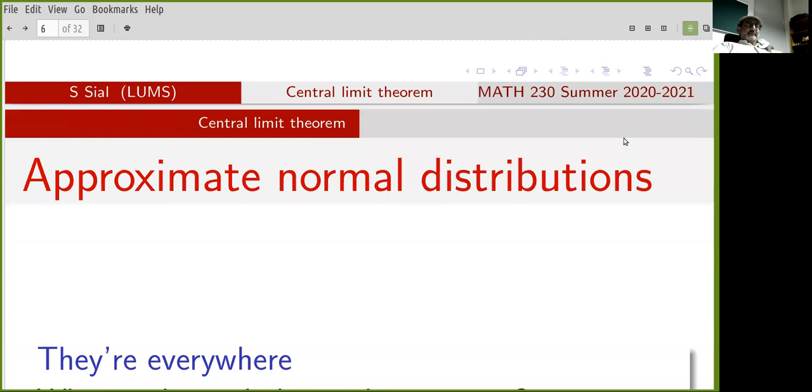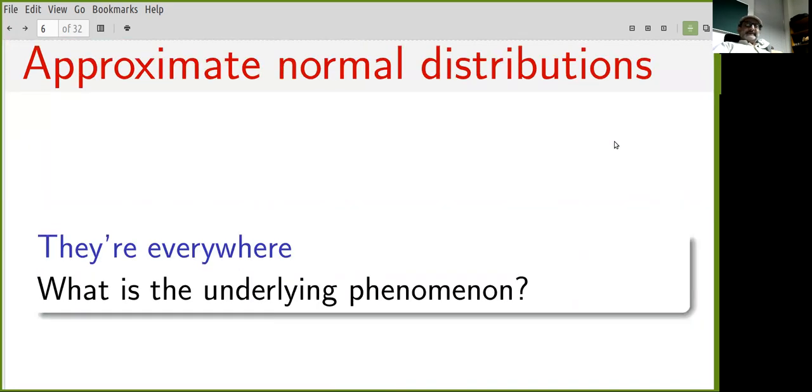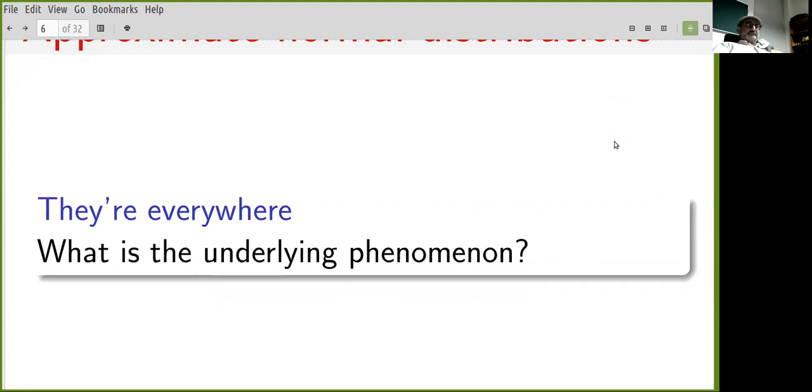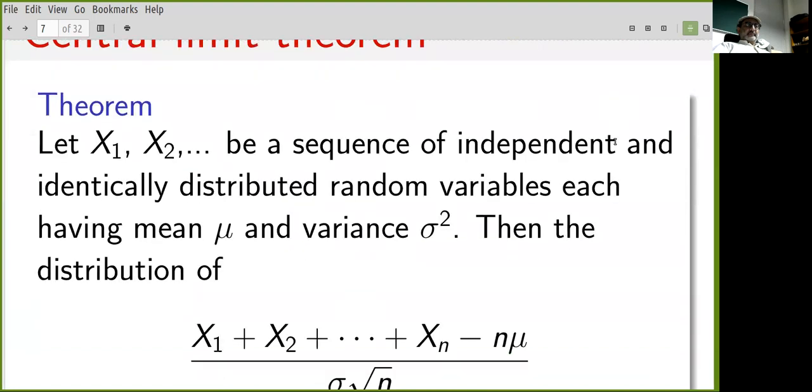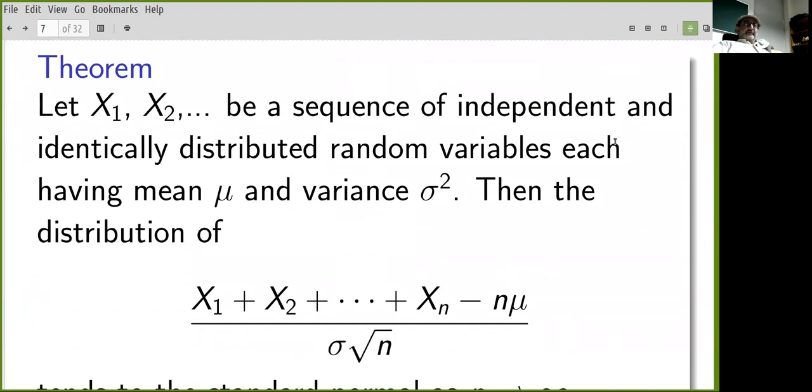Okay, so where are all these bell curves coming from? What's the underlying idea which is giving us bell curves? We have a theorem which is called the central limit theorem. So if we have x1, x2, and so on, a sequence of independent, identically distributed random variables, and they have expectation mu and variance sigma squared, each one of them, because they're identical. And then we take a sample.